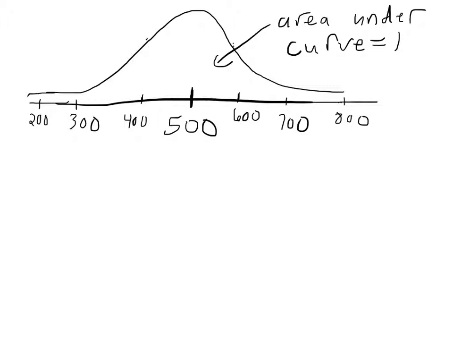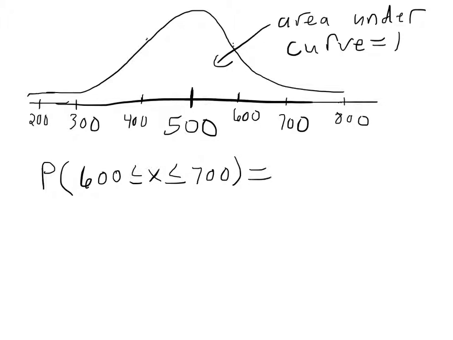So that means that if I shade a portion of the area under the curve, that's going to give me the proportion of students that scored within that particular range on the test. So let's say I wanted to answer the question: if I picked one kid at random, what's the probability that their SAT score is between a 600 and a 700?